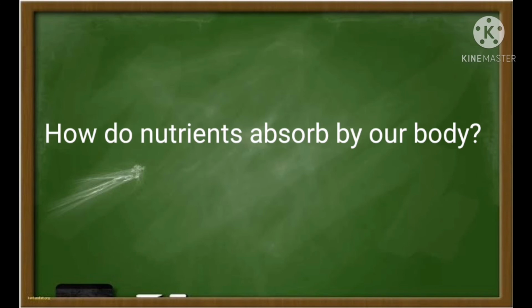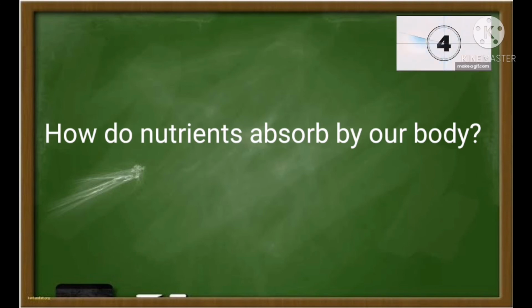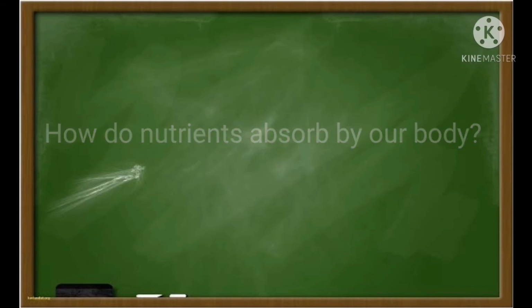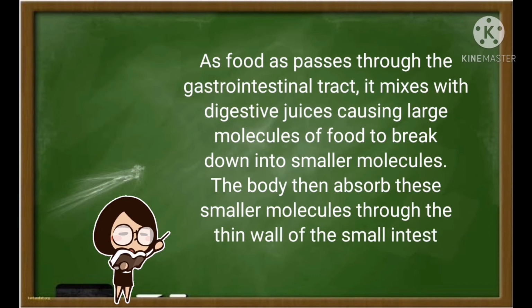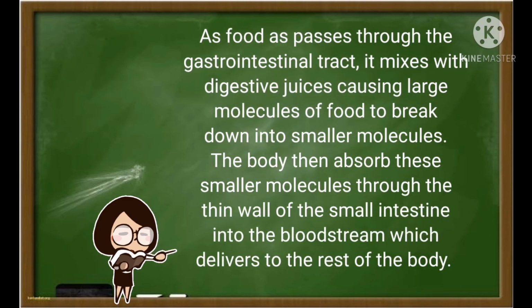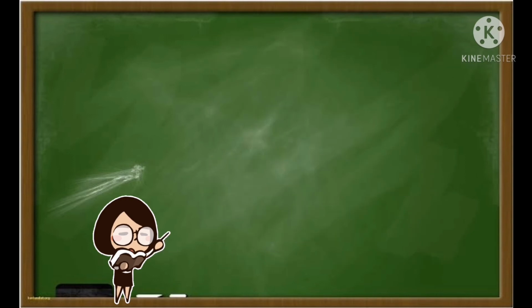Third, how are nutrients absorbed by our body? As food passes through the gastrointestinal tract, it mixes with digestive juices, causing large molecules of food to break down into smaller molecules. The body then absorbs these smaller molecules through the walls of the small intestine into the bloodstream, which delivers them to the rest of the body.